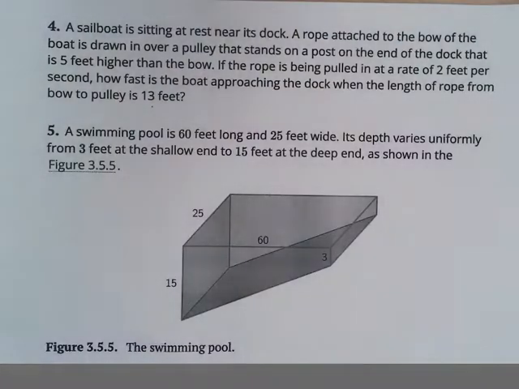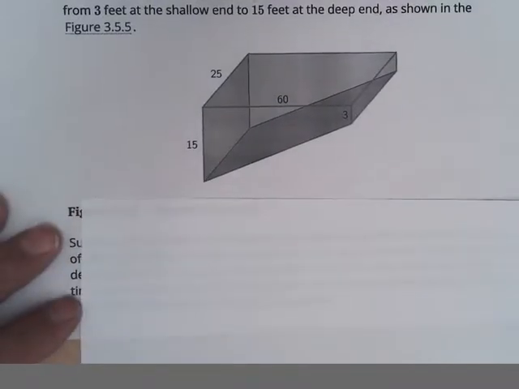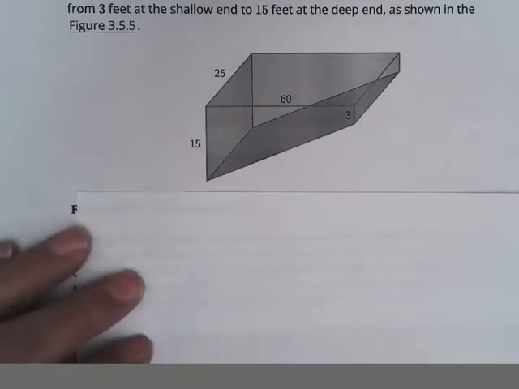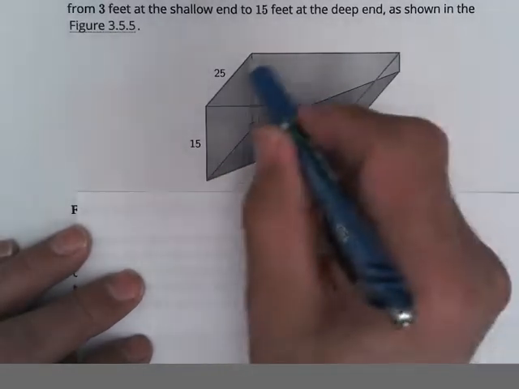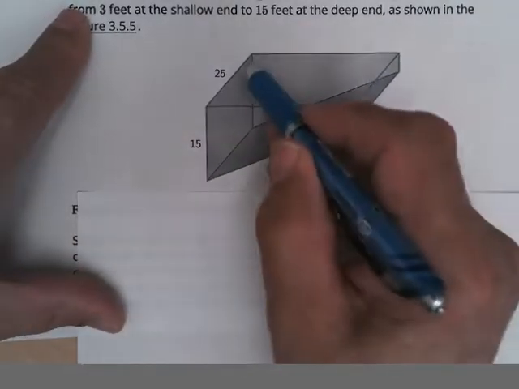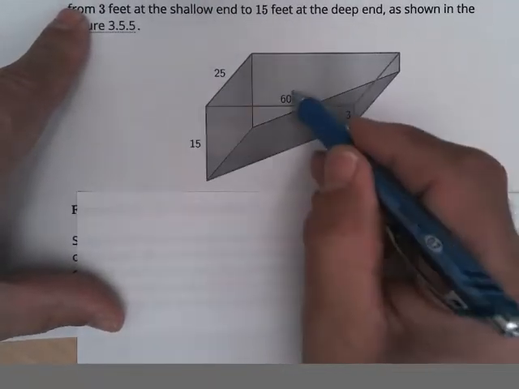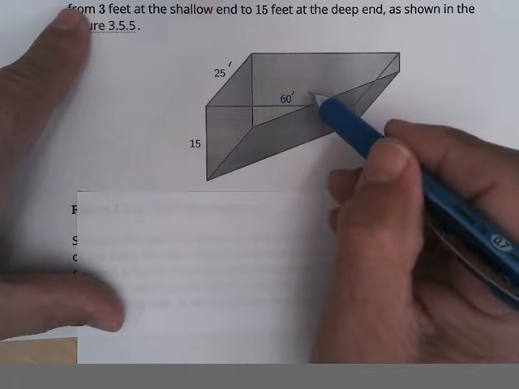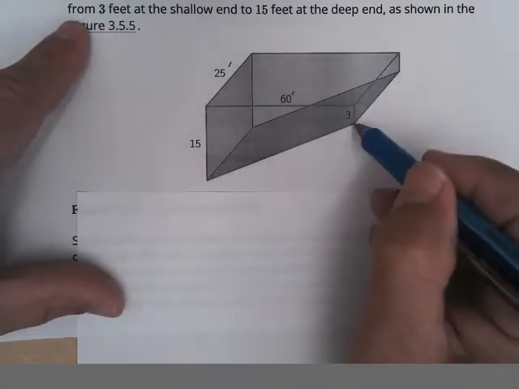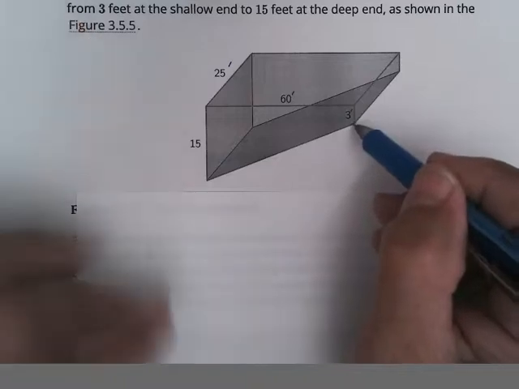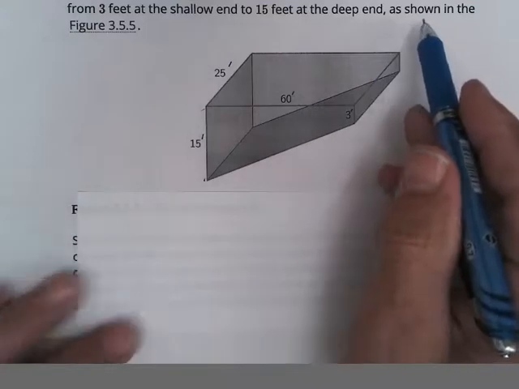Next one we have is a swimming pool. And it's a little bit challenging to look at this, but the pool is 60 feet this way. This is the top. 20 feet wide, 25 feet wide. Neither of those are changing, so we can use those numbers. And its depth varies uniformly from 3 feet deep at this end to 15 feet deep at this end, as shown in the figure.